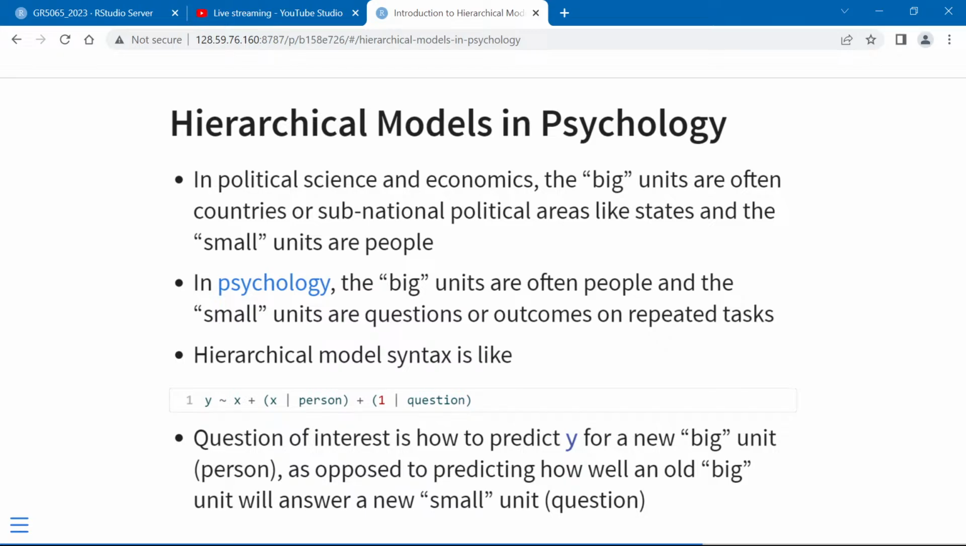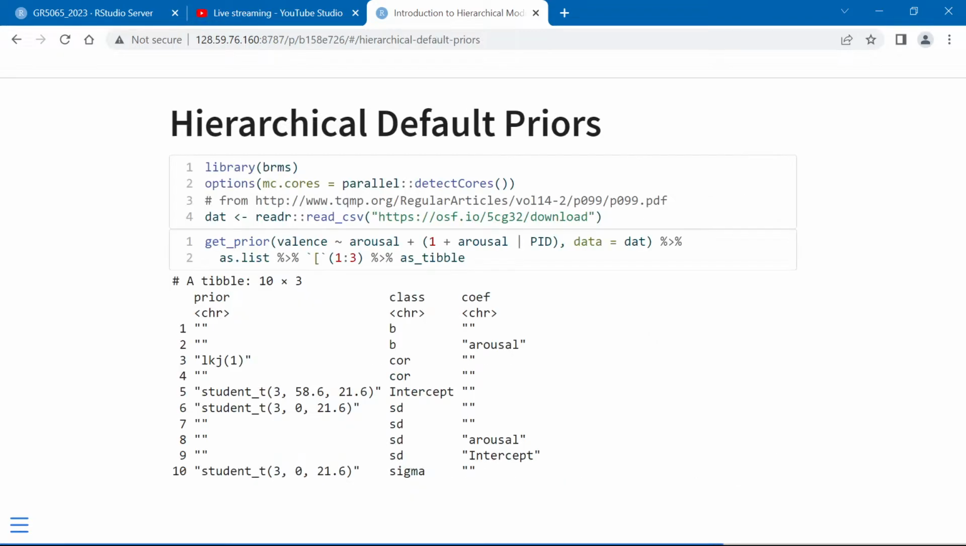As opposed to, it's not very often, but you could ask the question, well, how are we going to predict how an existing person would answer a new question? Question being the small unit. You could do either one, the Bayesian framework accommodates it, but most often in psychology, they're like, okay, for this battery of tests that we've developed, how well does it predict a new person? Or how well will we predict what a new person would do if asked those questions? And so default priors in BRMS, not as good as the default priors in RStanArm in my opinion. But we can illustrate this with a tutorial that was actually written using RStanArm.